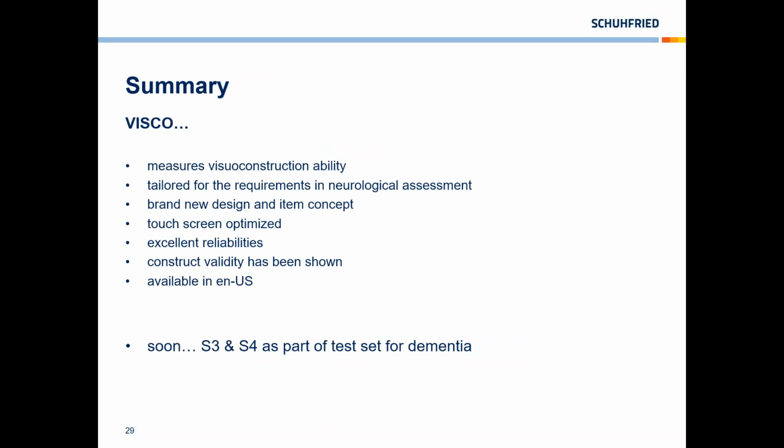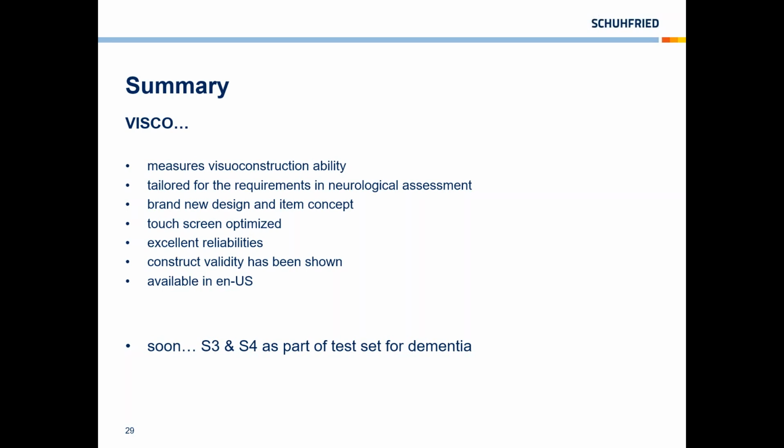So now to summarize all that, the VISCO is a new concept. We've not had that in the VTS before, so it's something where we went ahead. We measure visual construction ability. It's mostly tailored to the requirements in neurological assessment, especially because it's one of those markers for dementia. You will see that it's part of the dementia set too in the future. It features a brand new design and item concept. Again, we've not had that before, like moving around shapes, constructing stuff on the screen with a touch screen. Again, it's normed with a touch screen. So we initially designed it for being usable with a touch screen, and it worked great.